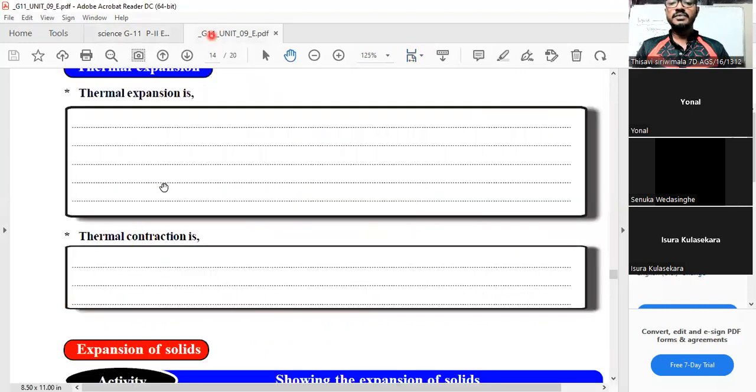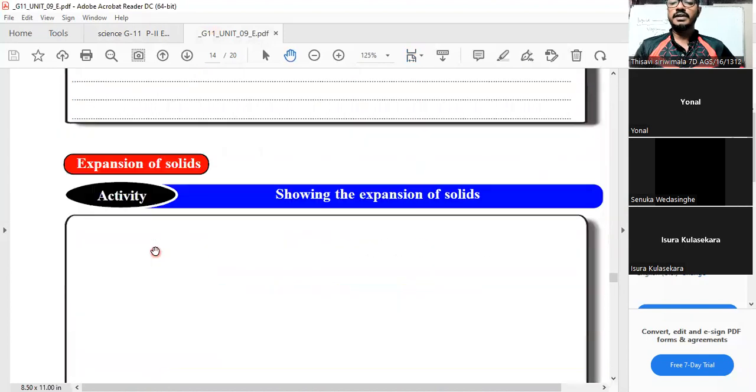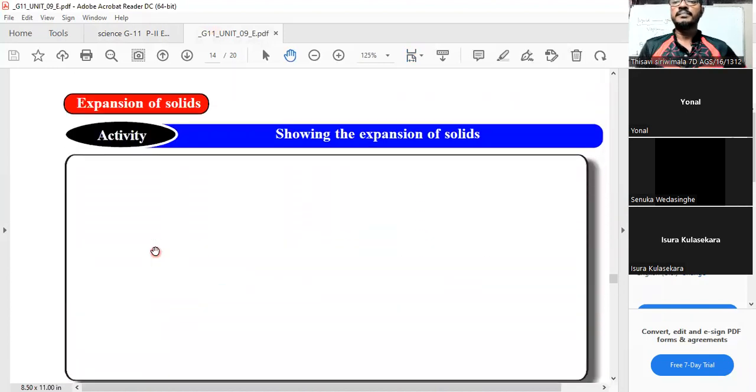Then we come to expansion of solids. We are going to look at the solid expansion, showing the expansion of solids.